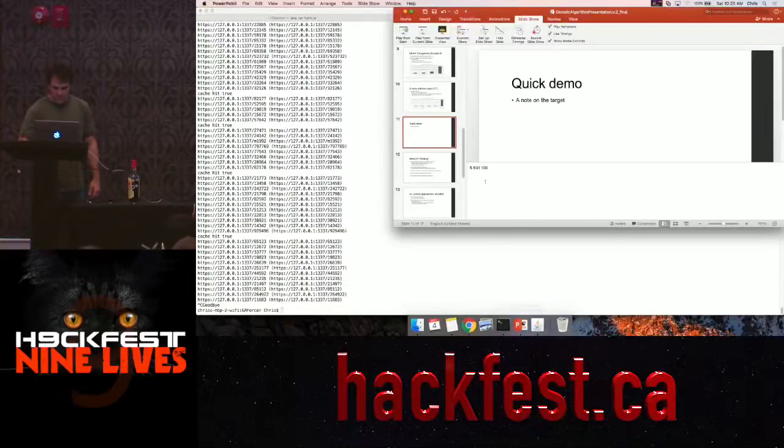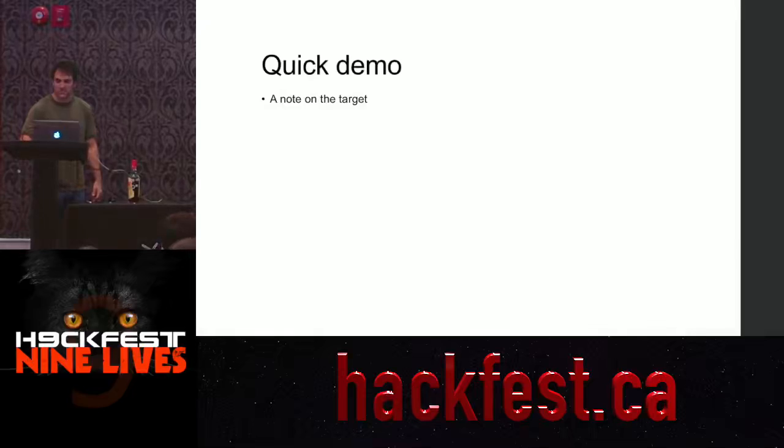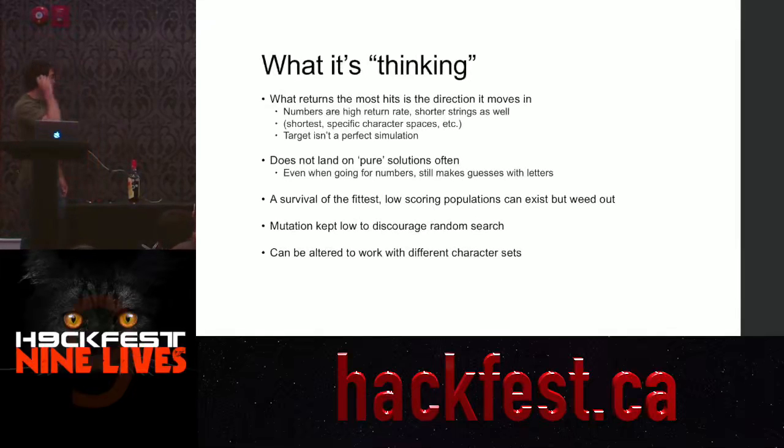But here's where we start getting to the really cool part of this problem and why it's effective: what it's thinking and what's going on here, and why the hell it's having such a high hit rate. If you couldn't tell, I know the screen is small, what returns the most hits is the direction it moves into, which is intuitive. It's figuring out that numbers have a high return rate and shorter strings work better, right? Which makes sense. If you were a person trying to attack something like this, one of the first things you'd do is probably run a password dictionary, and then you'd run a bunch of numbers. So that's interesting.